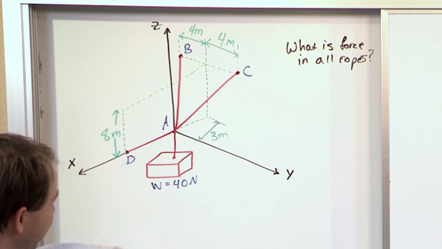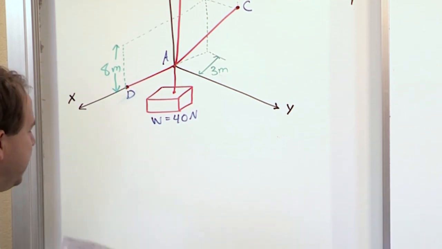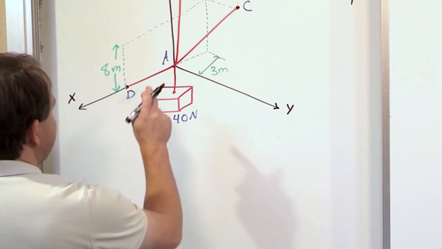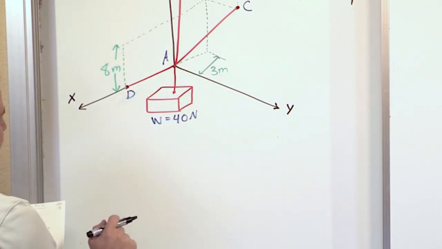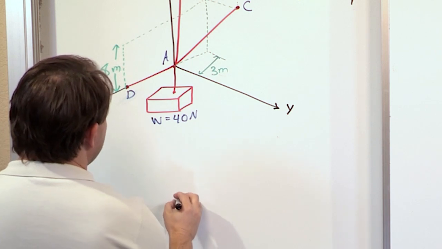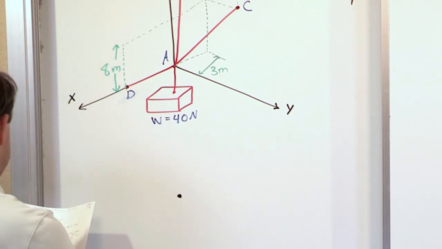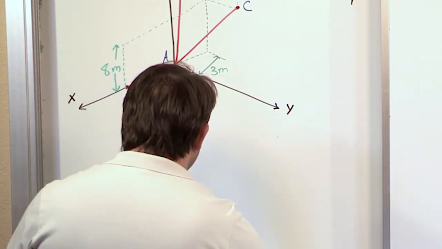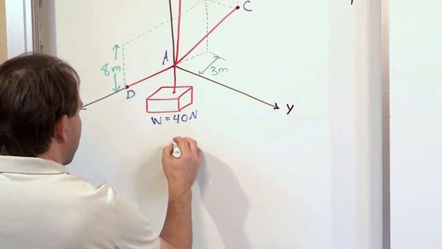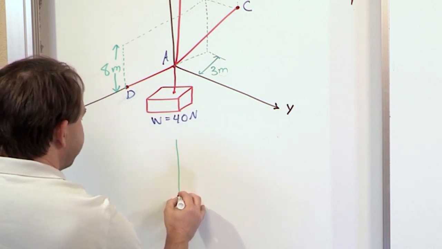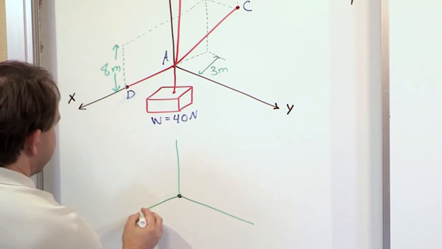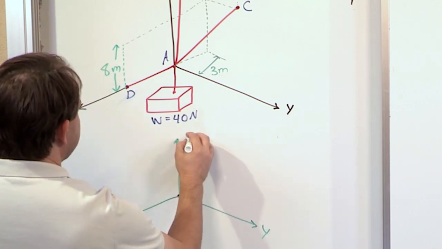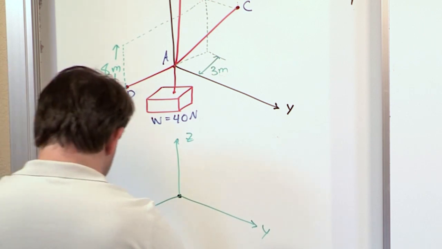The first thing we do when we solve any problem is we write a free body diagram. So let's go ahead and write a free body diagram. The center of the universe of this picture is right over here. So we're going to draw a dot there, and that's labeled point A. And the other thing we'll always try to do is draw our coordinate system. So here we have X and Y and Z.